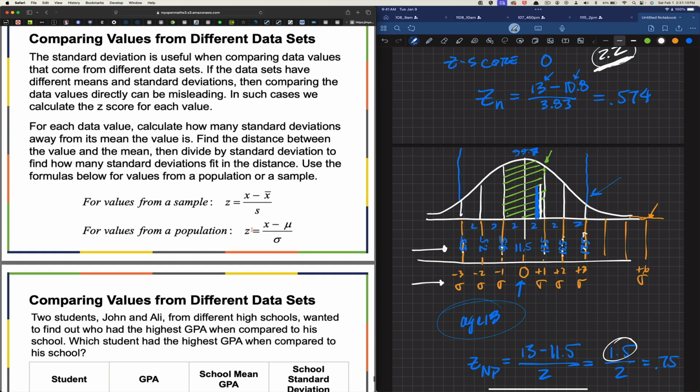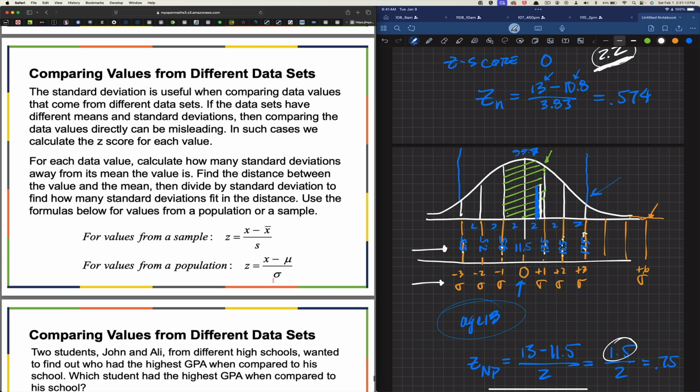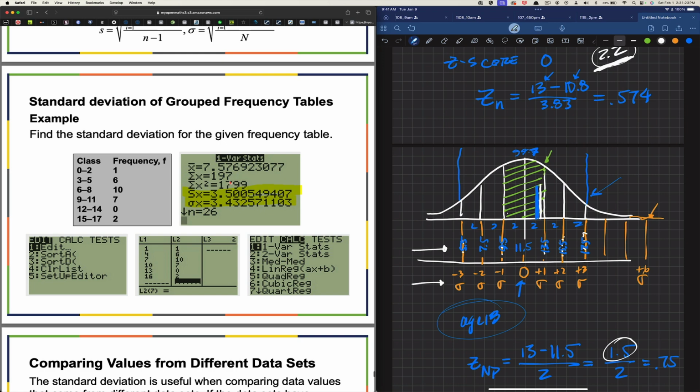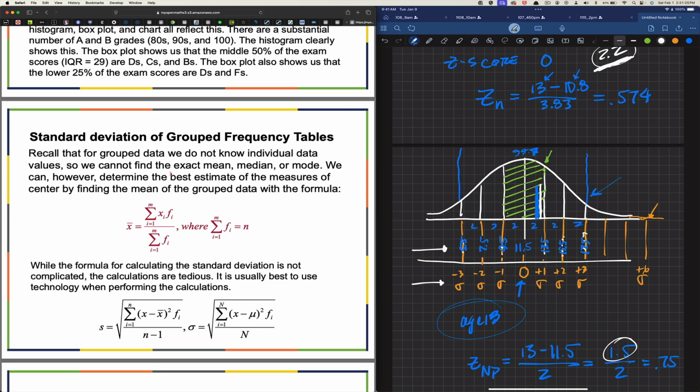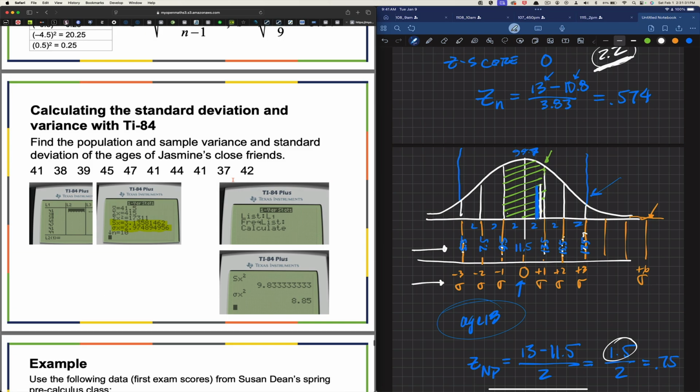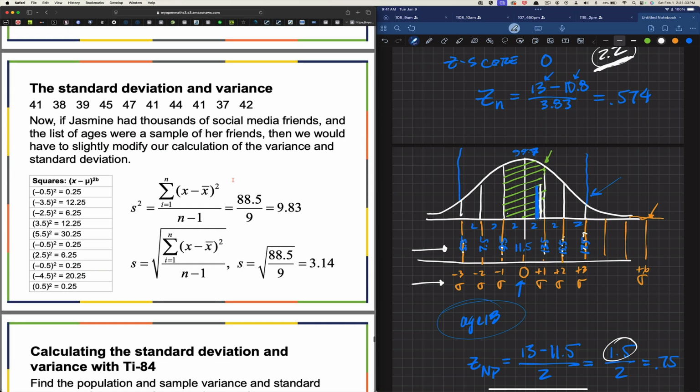Okay? Difference in calculating z-score. Here's if we're doing it with a population. This is if we're doing it with a sample. Remember, population uses Greek letters, and the sample uses those non-Greek letters, x bar for mean and s for standard deviation. And then this is where we were at. I think we're up here further. Yeah, and there's their standard deviation.